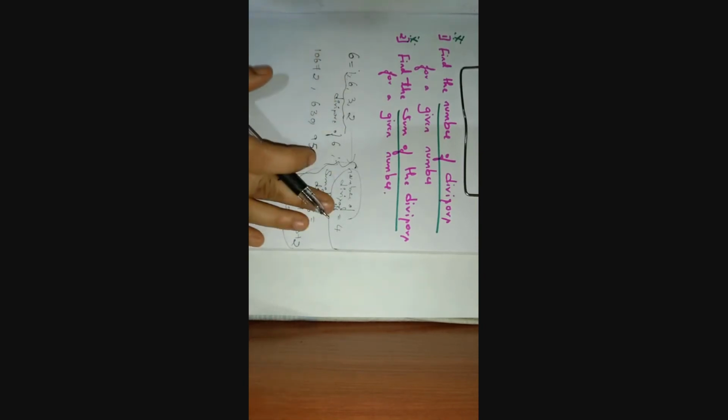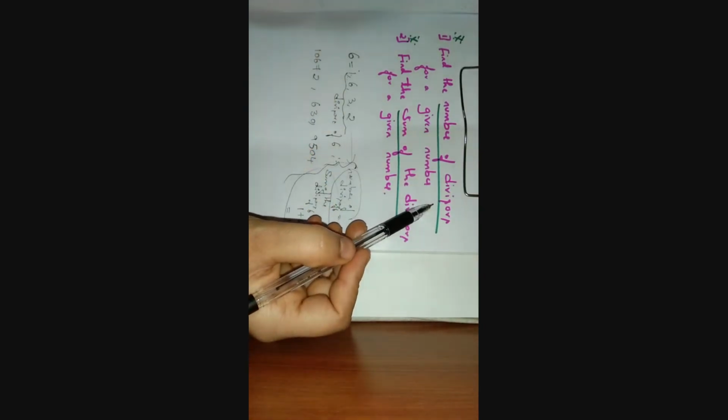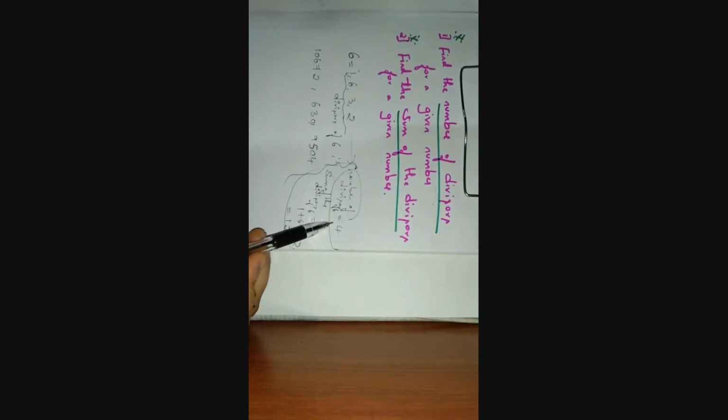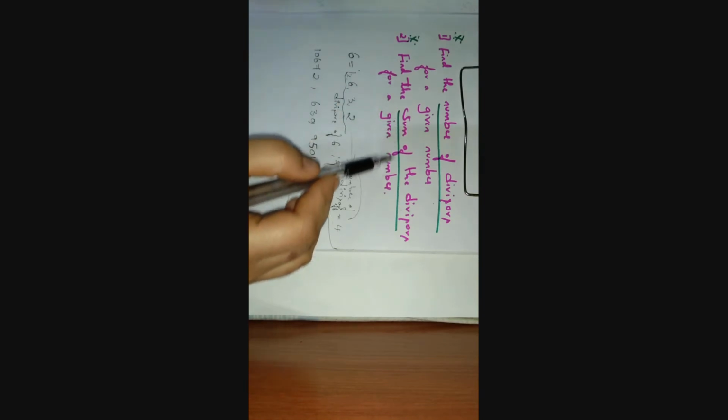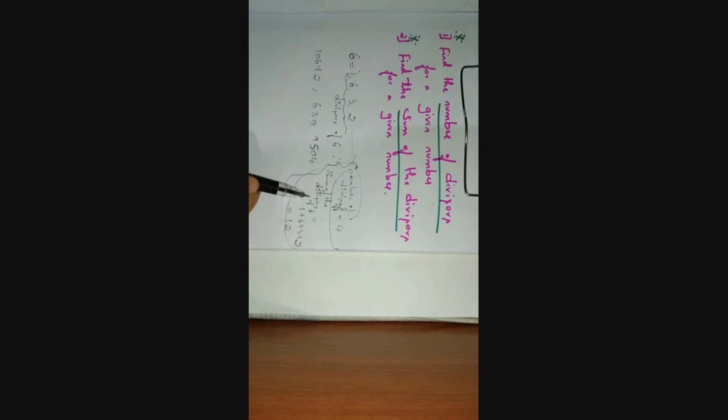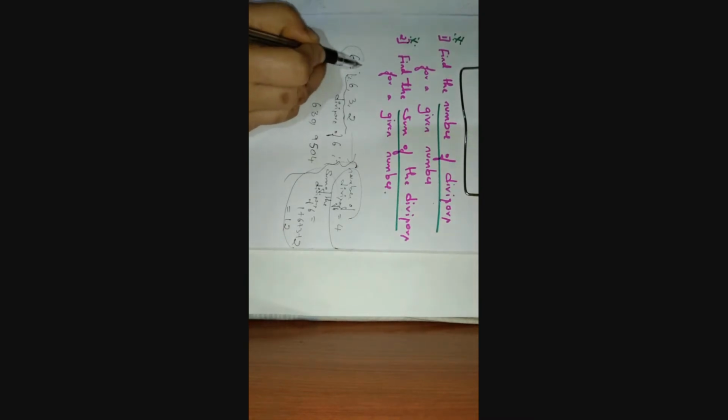So it is very easy to find the number of divisors for a single digit number. For example, I have shown you here, it was 4. And to find the sum of the divisors for a given number, for the same example, I have found it. Sum of the divisors of 6 is equal to 12. I need to add the divisors here. It is very easy for a single digit number.